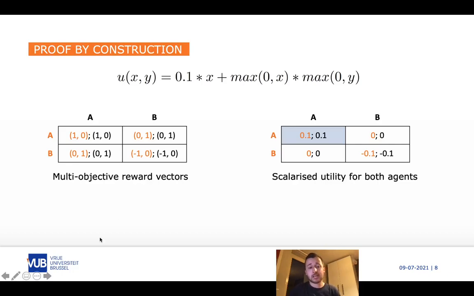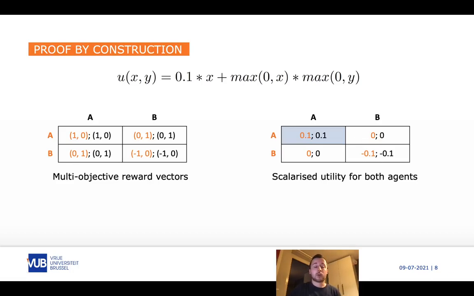I show the game here. In this game, both players use the same utility function that I show here for two objectives, the X objective and the Y objective. And here you see then the multi-objective normal form game itself. And to the left, we show the game under the SER criterion, so with the multi-objective reward vectors. And to the right, we show the same game, but under the ESR criterion, where we have applied the utility function a priori. And so here we have the scalarized utility for both agents.